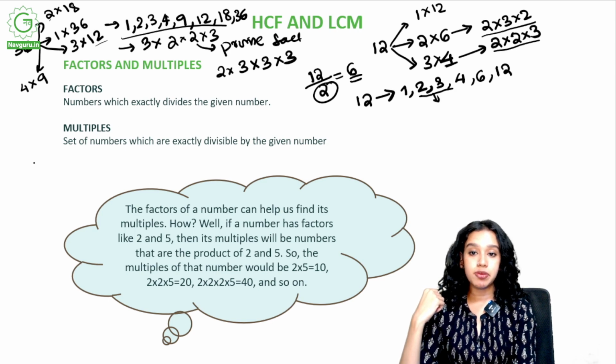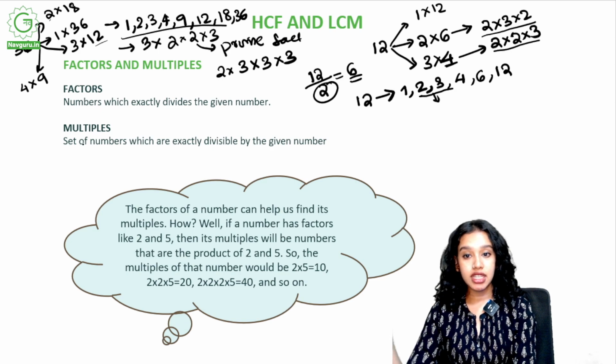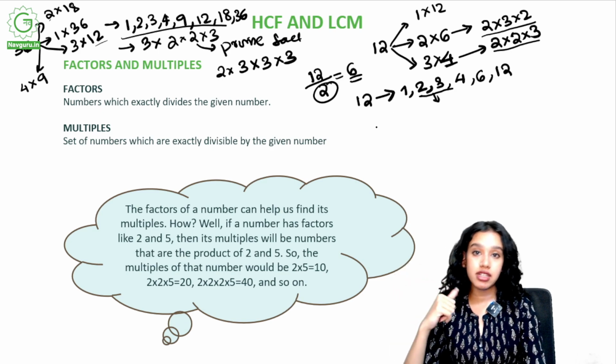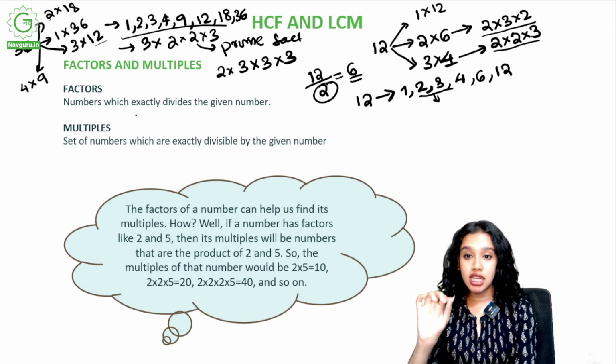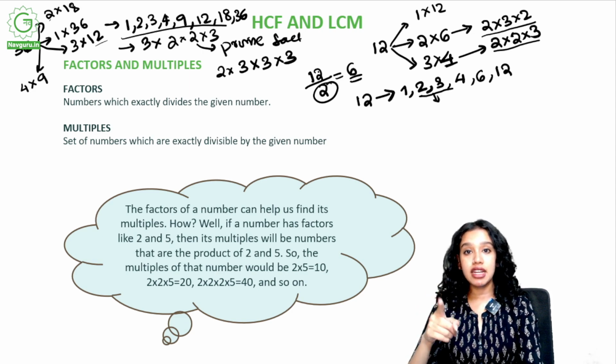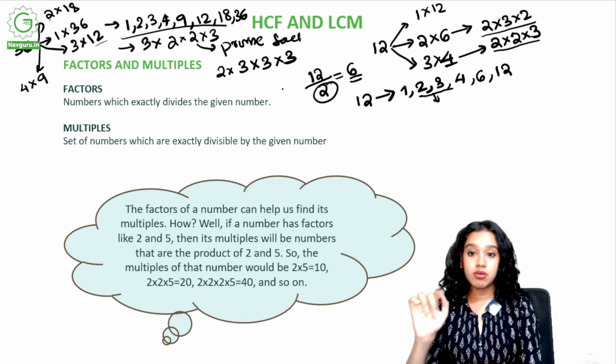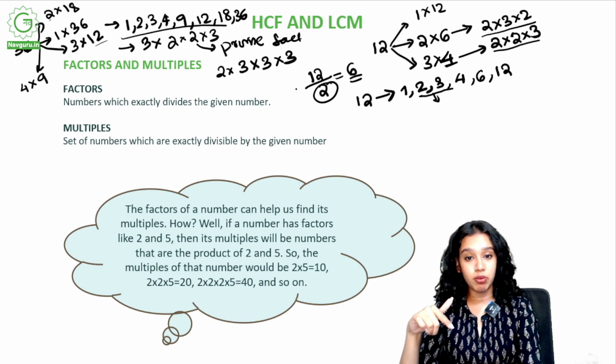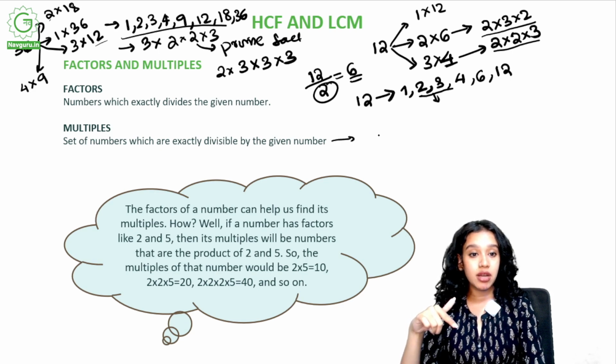Now what are multiples? A set of numbers which are exactly divisible by the given number. What is the difference between factors and multiples? If we look at the statement very closely, we'll see that factors are the numbers which exactly divide the given number, so a number is dividing the given number. A multiple is a set of numbers which are exactly divisible by the given number. So in this case, the given number becomes the denominator.